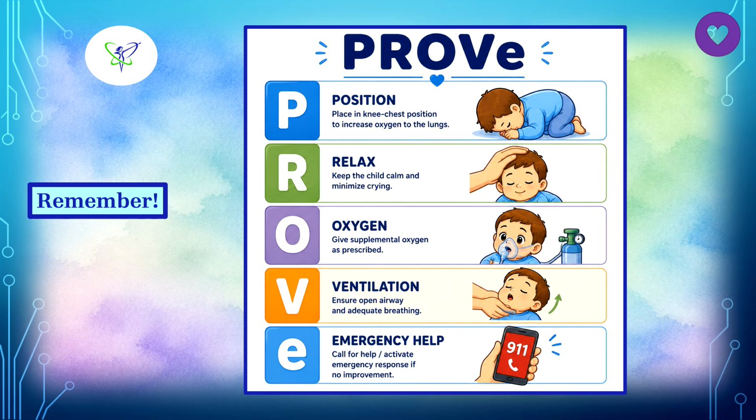The P is position. Place the child in the knee chest position to increase oxygen to the lungs. Relax. Keep the child calm and minimize crying. Oxygen. We give supplemental oxygen as prescribed. Ventilation. Ensure open airway and adequate breathing. And emergency help. Call for help. Activate emergency response if there's no improvement.